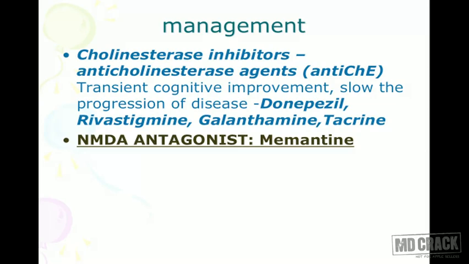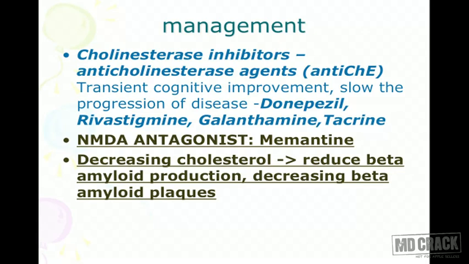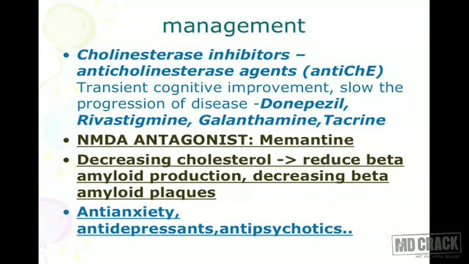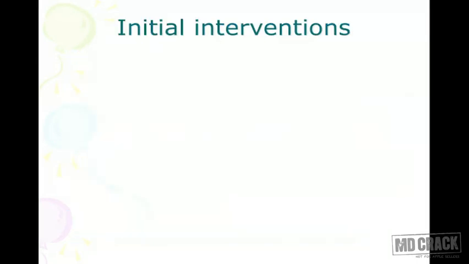The NMDA antagonist in the form of memantine is also useful, and decreasing the cholesterol levels has been found to be useful to reduce the beta amyloid production and decreasing the beta amyloid plaques. The other supportive therapy might include anti-anxiety drugs, antidepressant agents and antipsychotic agents depending on the situation of the patient.